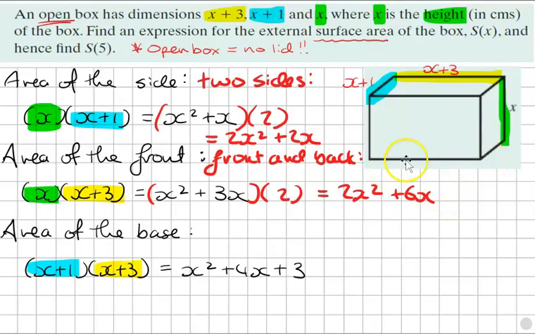We already have the area of the base. We don't need to multiply that by 2 because remember, it's an open box, so there is no lid, so there's no top. So we don't need to multiply x squared plus 4x plus 3 by 2. We just leave it as it is.